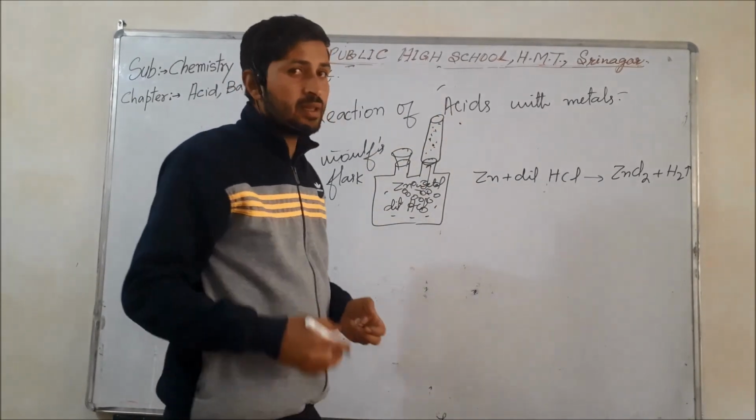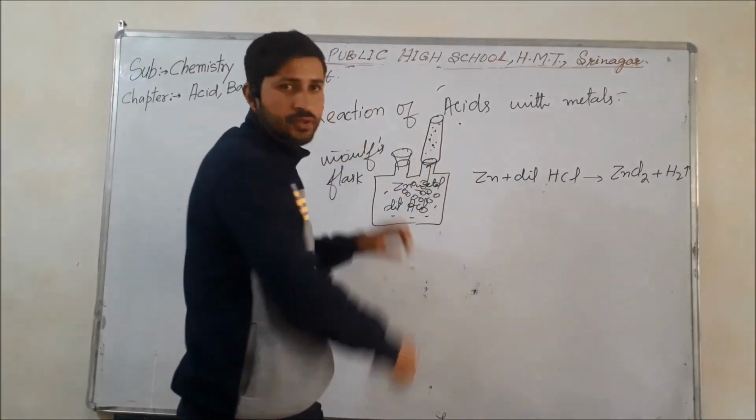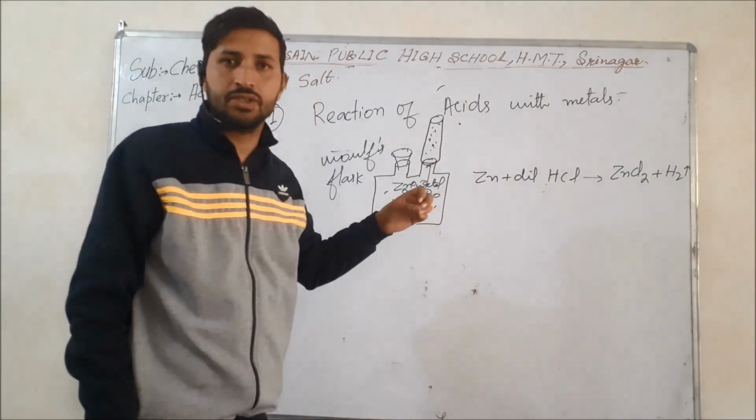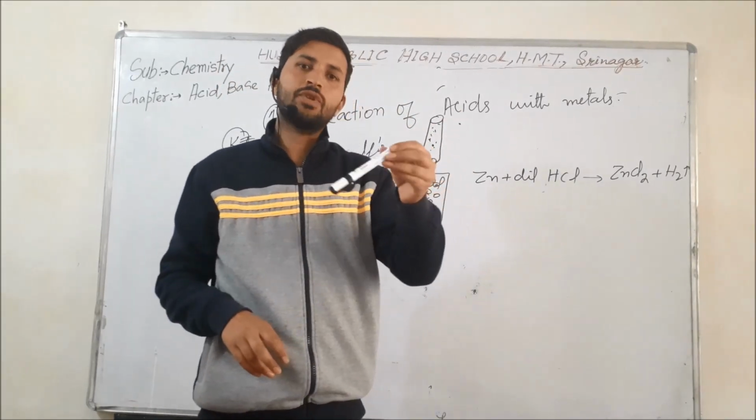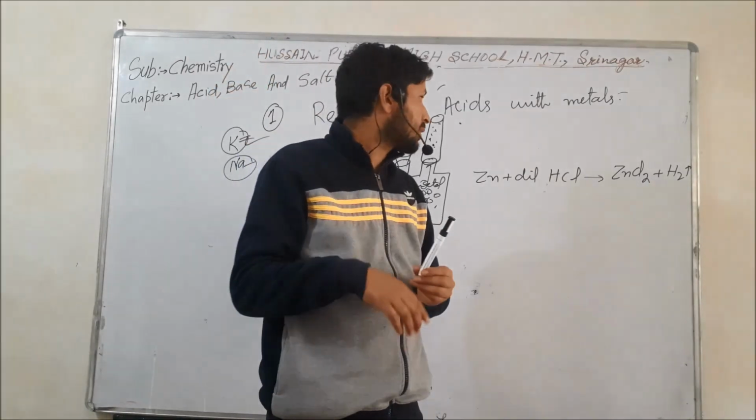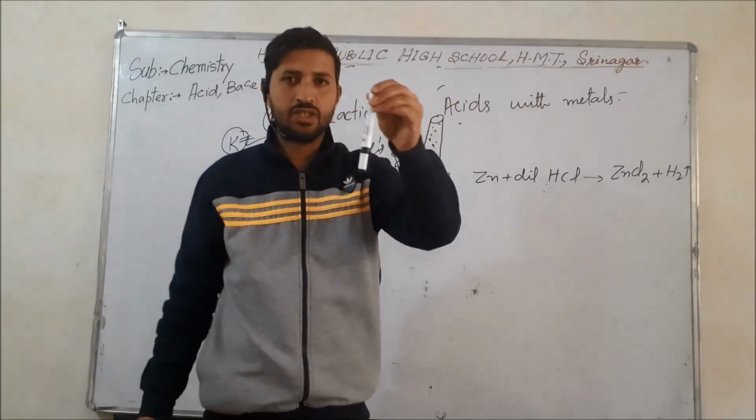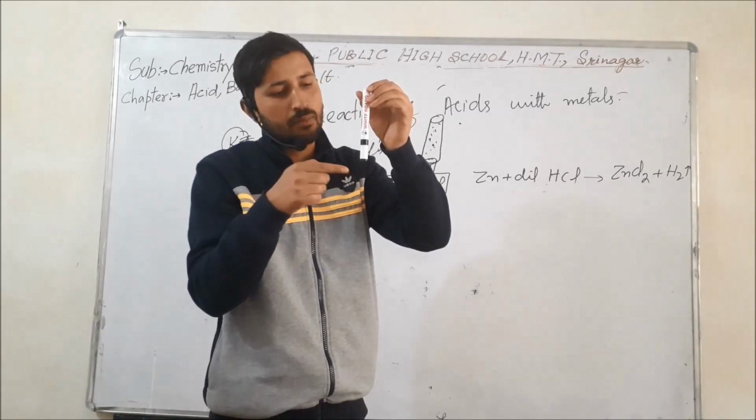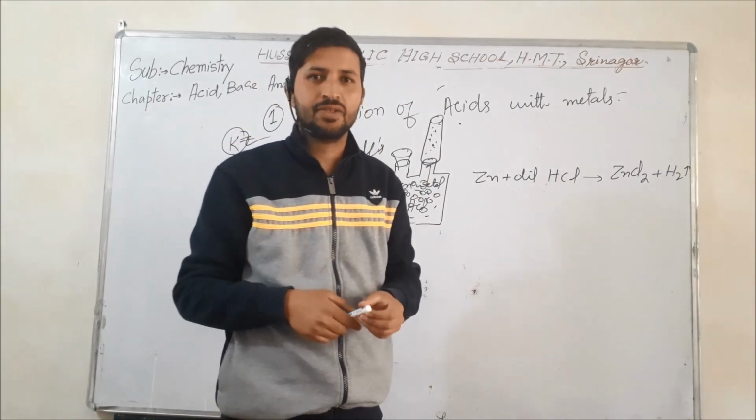we will place a matchstick near the mouth of this test tube. The test tube is inverted. If we try to put the match in this direction, the gas will escape because hydrogen gas has low density. We have to tilt it like this, bring it and light the matchstick. When you put the matchstick at the mouth of this test tube, you will hear a sound.